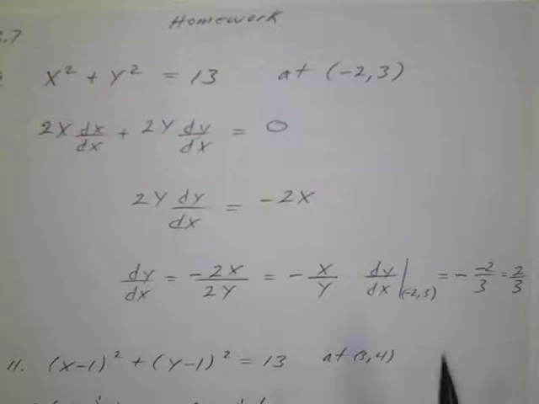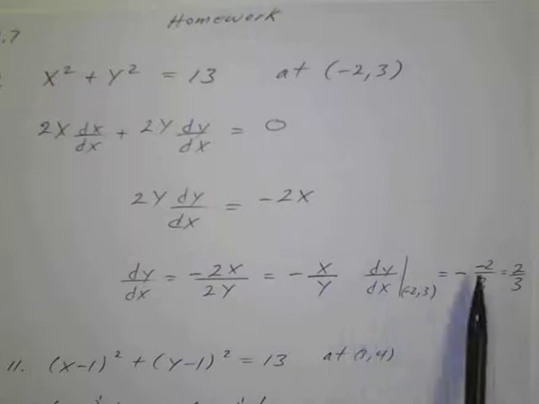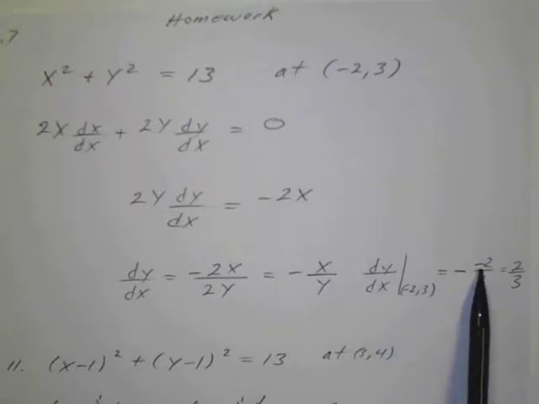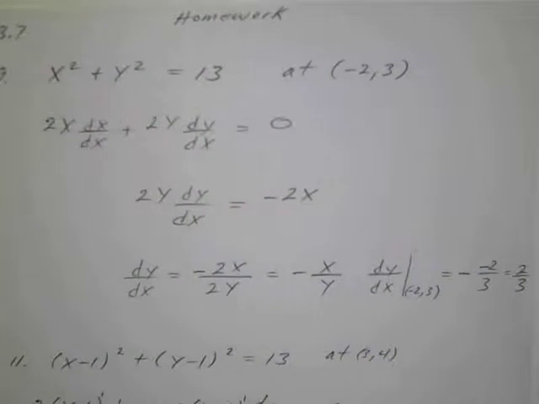And then if we want to evaluate that, dy/dx at the point (-2, 3), then there's a negative, and then x is -2, and y is 3. And a negative times a negative is positive, so I just have 2/3. That was your solution, or your slope at that point, (-2, 3), on that curve, which is actually a circle there. Okay?